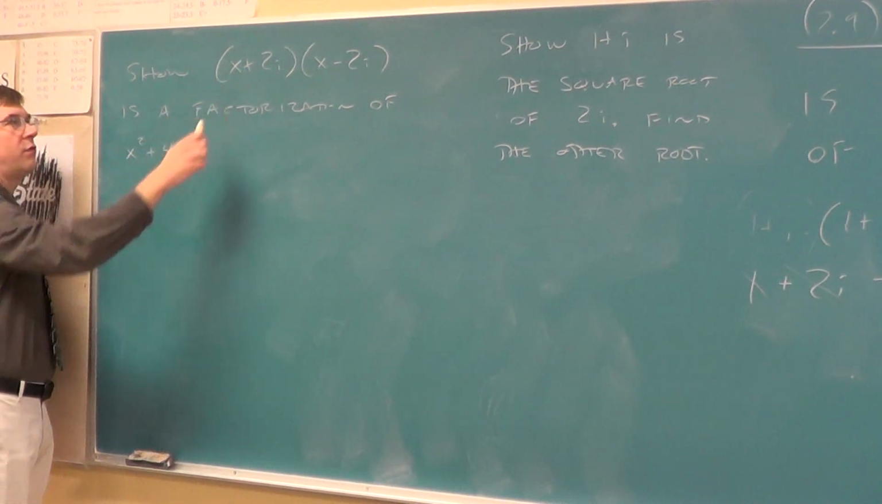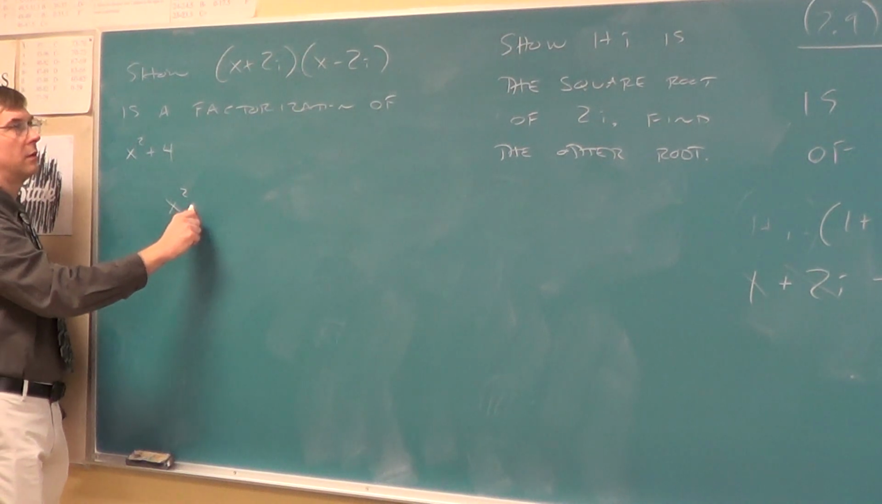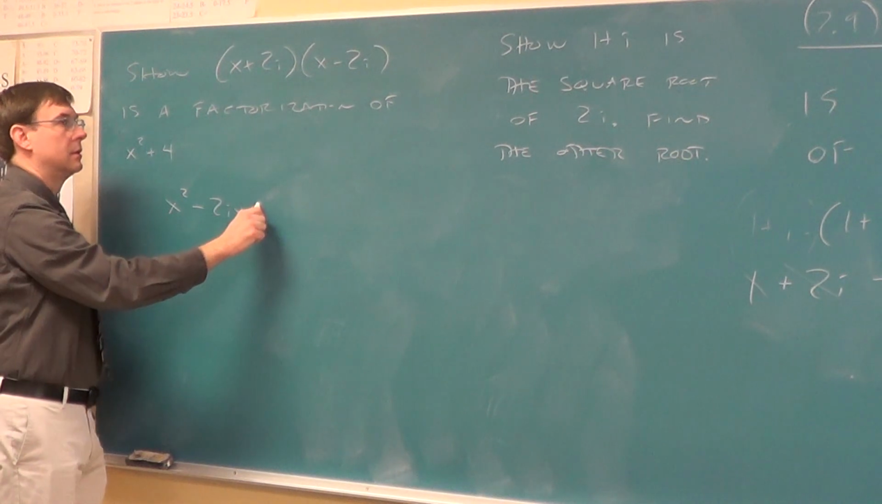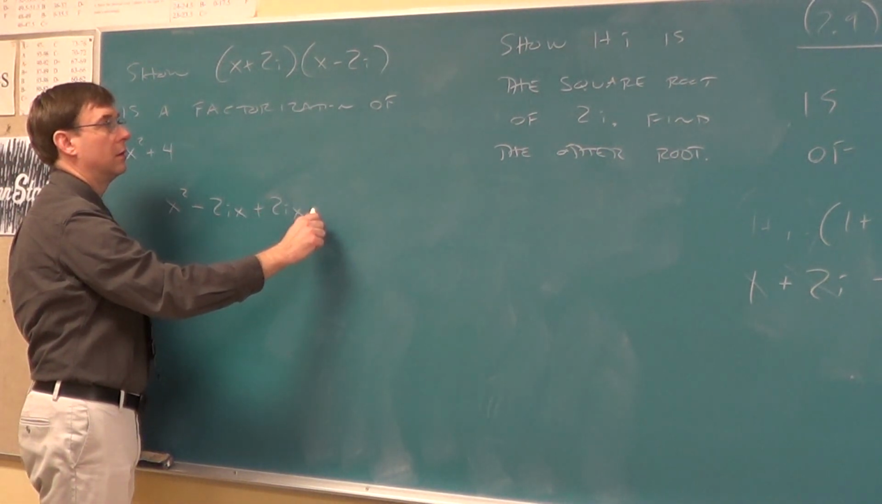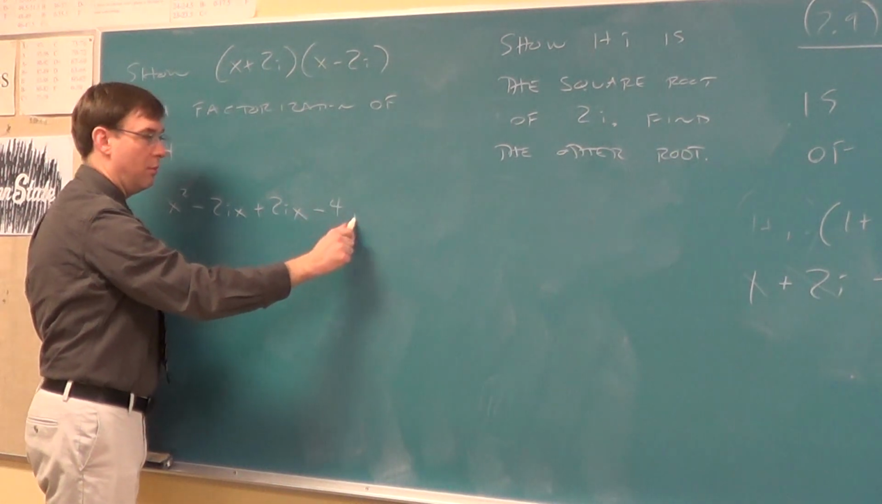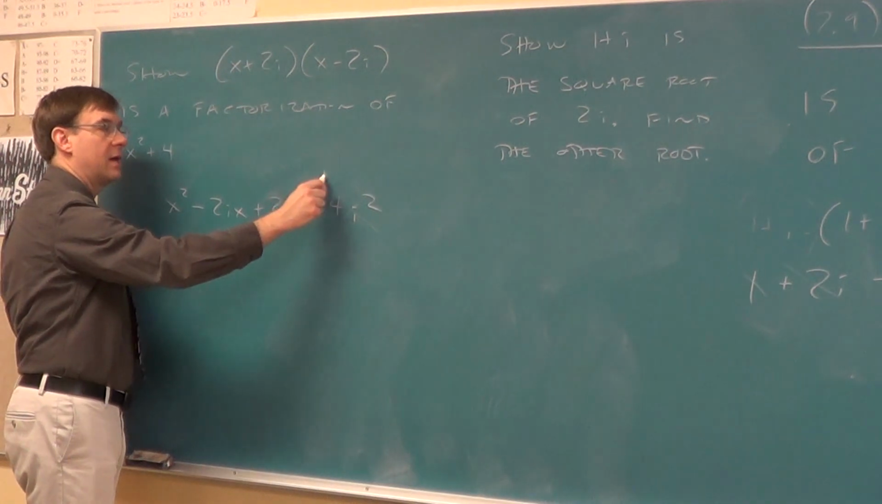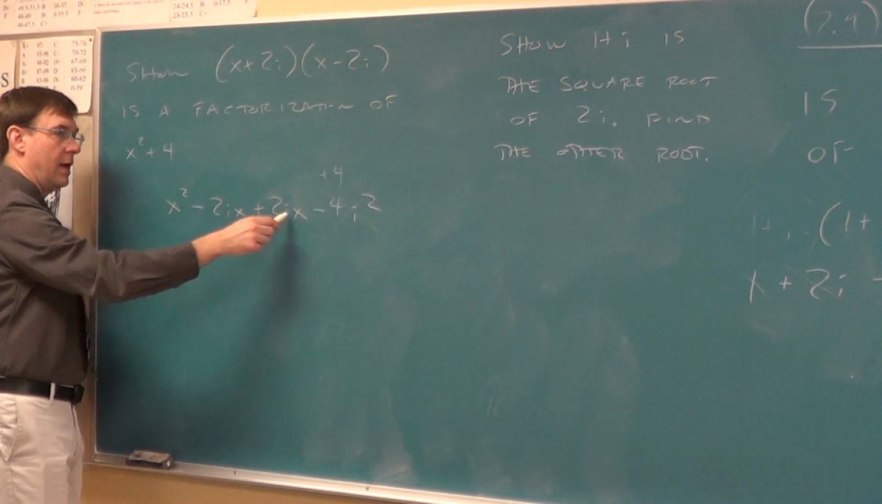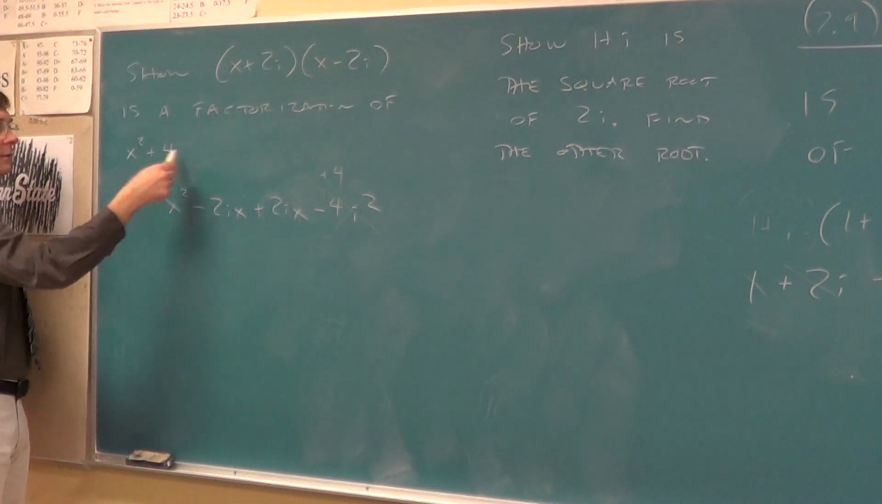Okay, so if we go to FOIL this, let's do our temporary stuff. X squared, negative 2ix, positive 2ix, negative 2i squared, minus 4i squared. That's only temporary to make a plus 4. And then these cancel, eliminate, and we get x squared plus 4.